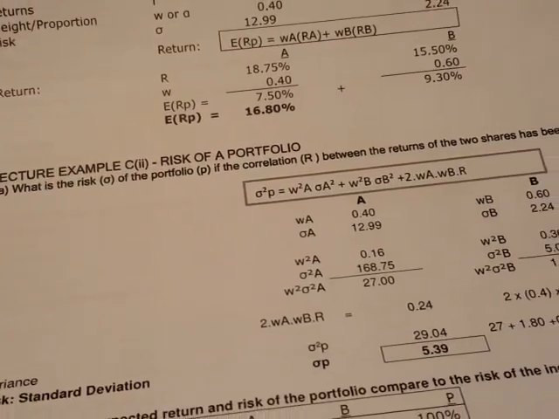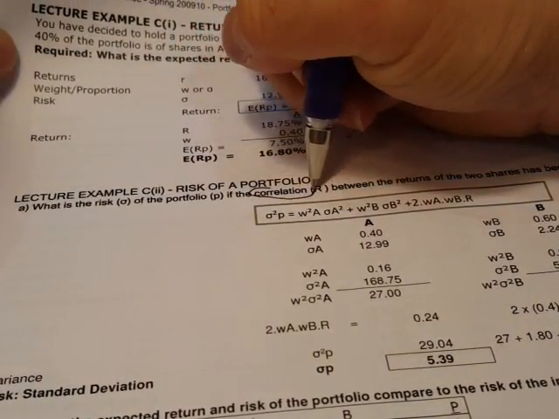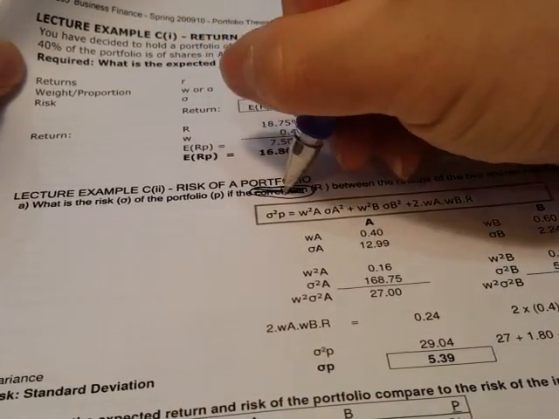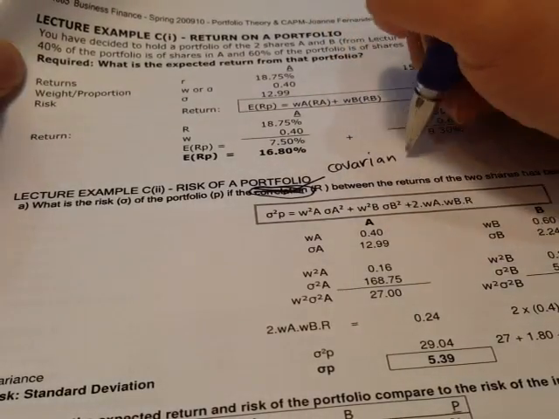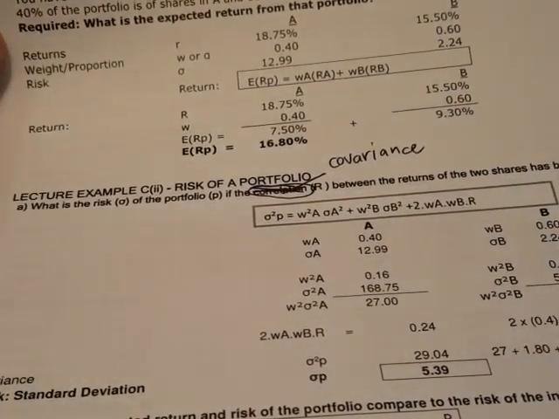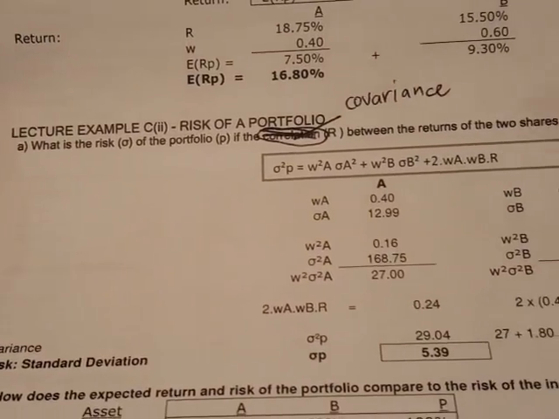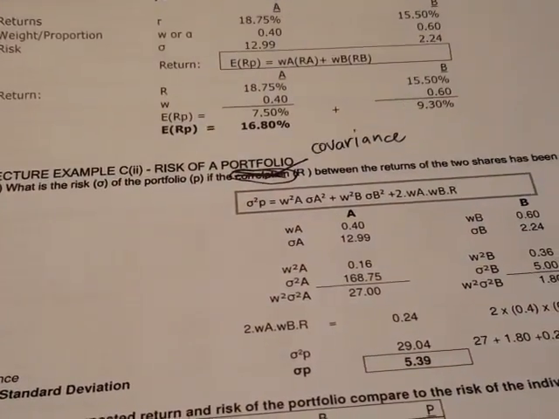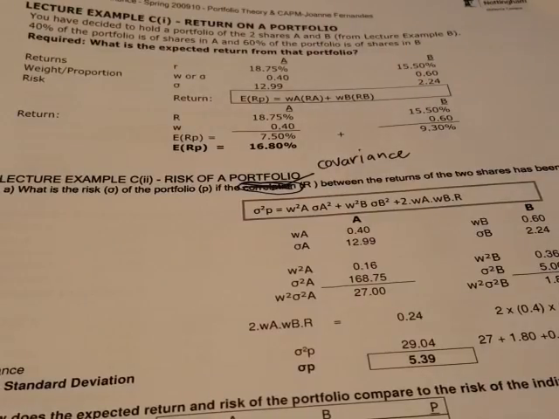There's something I need you to do. There's a typo here. It should not be correlation. Please change this to covariance. Yeah, please change this to covariance. Now, let's look at what we're going to do now.